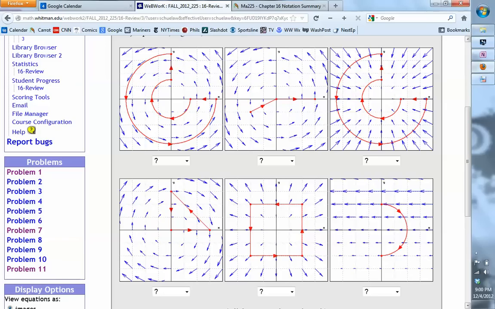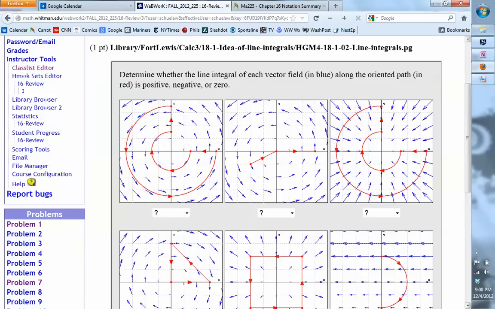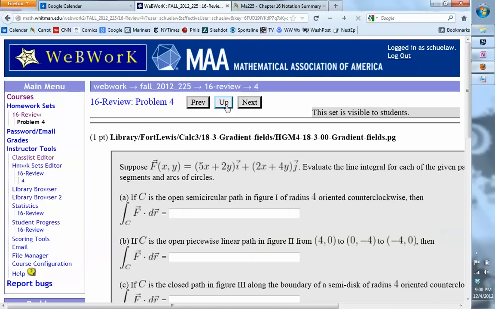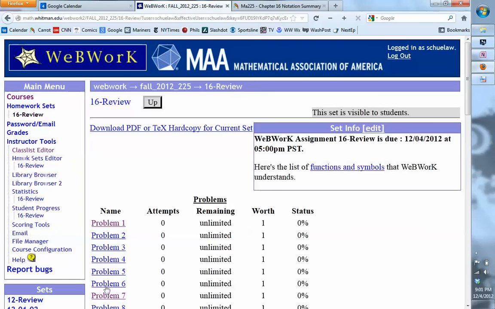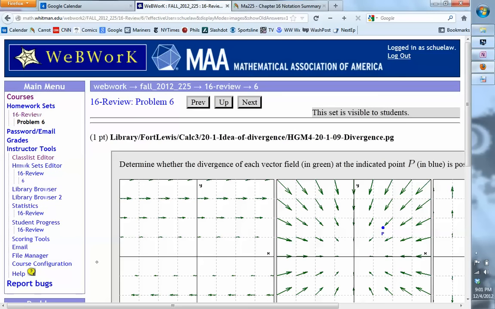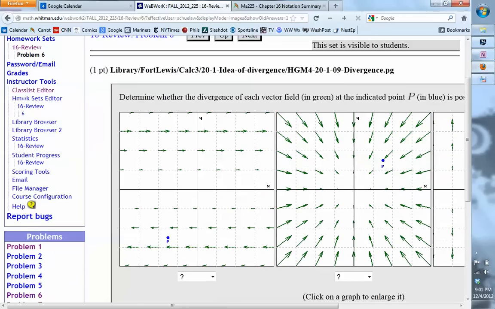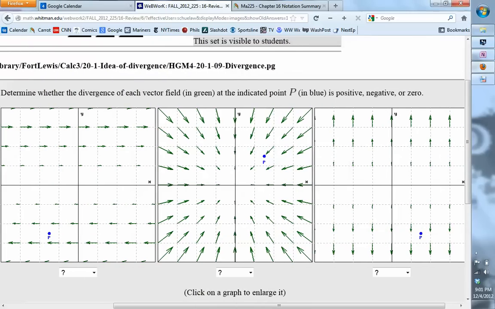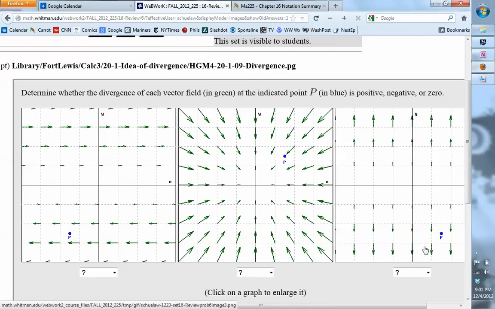Number 6 is another picture one. Determine whether the divergence of each vector field at the indicated point P in blue is positive, negative, or 0. Is this similar to number 1? Not really.